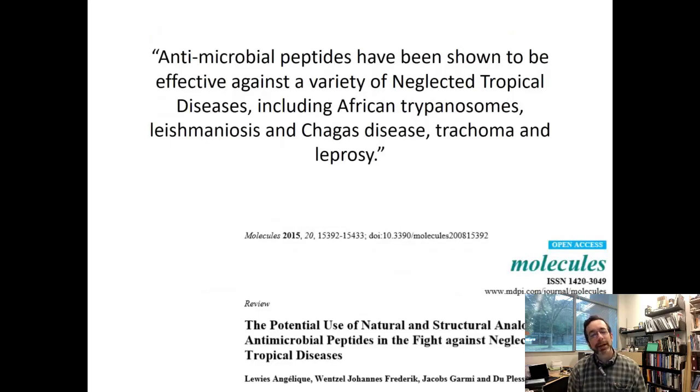And what I get this from is these antimicrobial peptides are actually very effective, especially against neglected tropical diseases. Here is a paper that talks about how they are effective against African trypanosomes, leishmaniosis, and Chagas disease, trachoma, and even leprosy. So these do a good job on taking care of bacteria, and it's possible that one of these will come in useful to you in your medical practice someday.